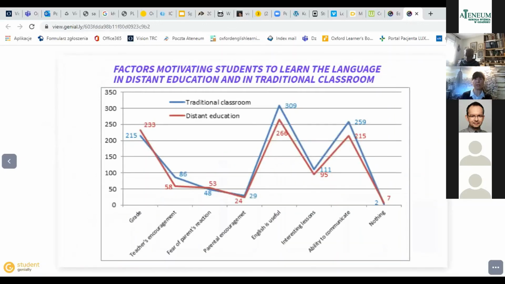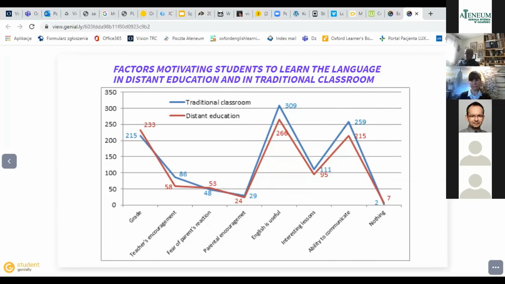And now here, the things that motivate students in distant education. As you can see, the traditional classroom scores higher in usefulness of English, surprisingly, and in the ability to communicate. The only factor that scores definitely higher in distant education than in the traditional classroom is the grade.